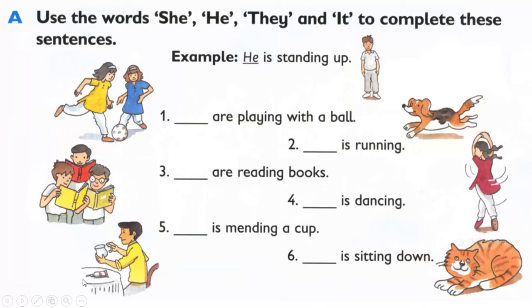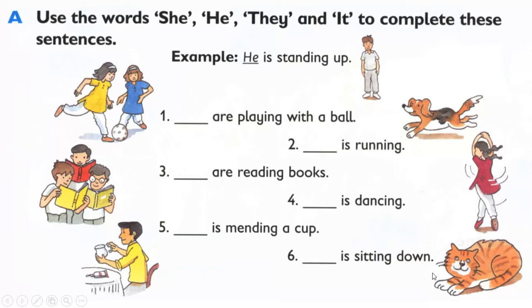Number five. What is this man doing? He is mending a cup. This is a man. Look at this picture. This is not a girl. This is not a woman. So you use he here. He is mending a cup.